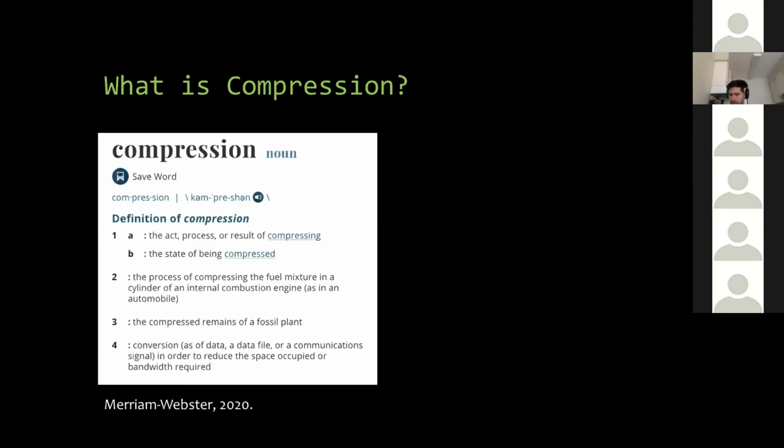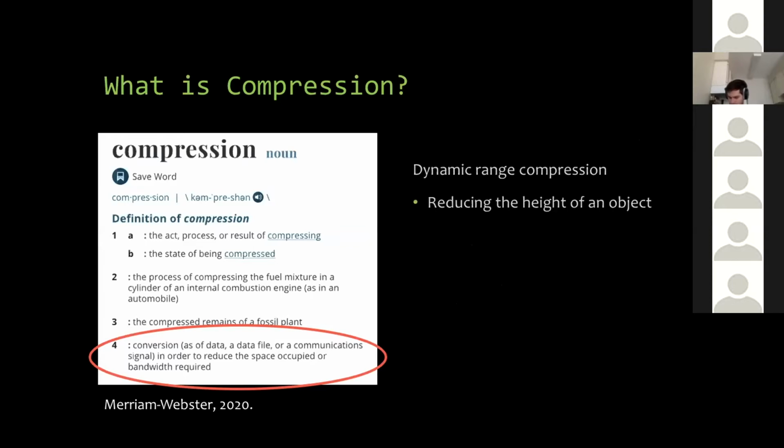So start off with a quick definition here. According to Merriam-Webster Dictionary, there are four different definitions of compression, none of which relate to audio. Though the best one to me is number 4 here, conversion in order to reduce the space occupied. Well, if we think of this in terms of dynamic range compression, we can tweak this definition a little to fit audio rather than physical space, such as reducing the height of an object. And then if we specifically relate this to audio, it could be reducing the amplitude of a waveform.